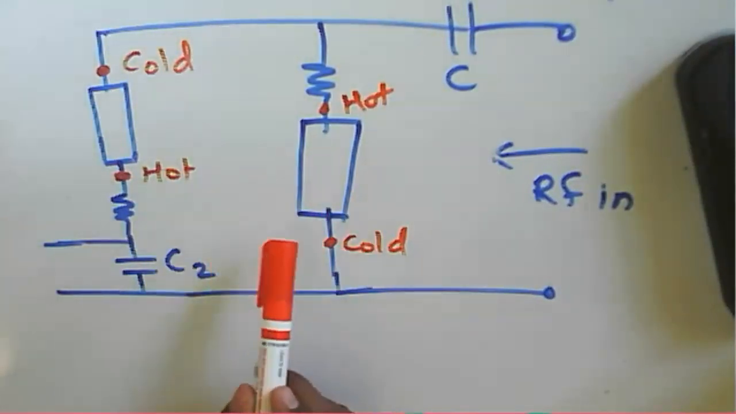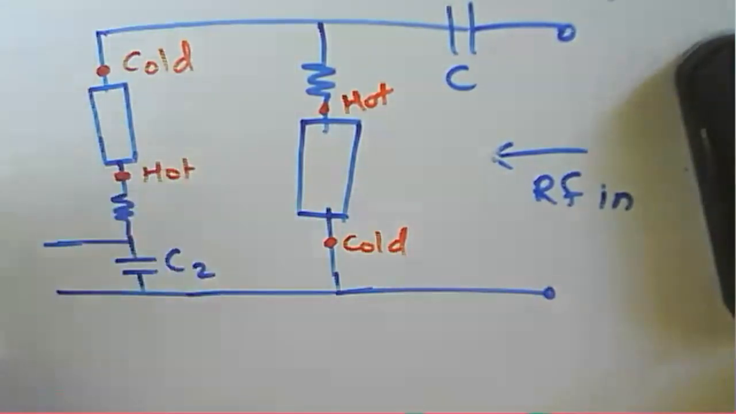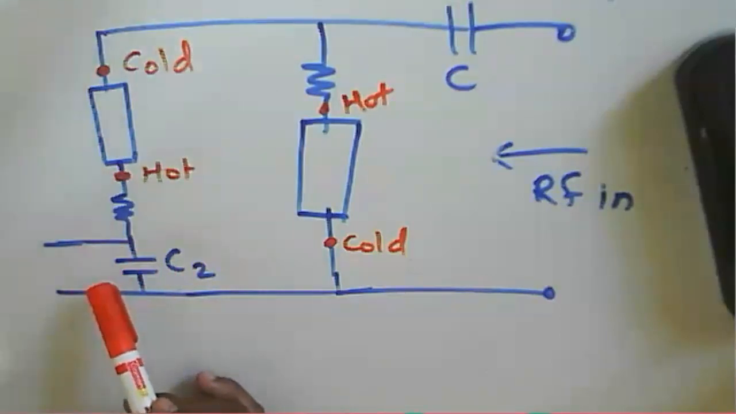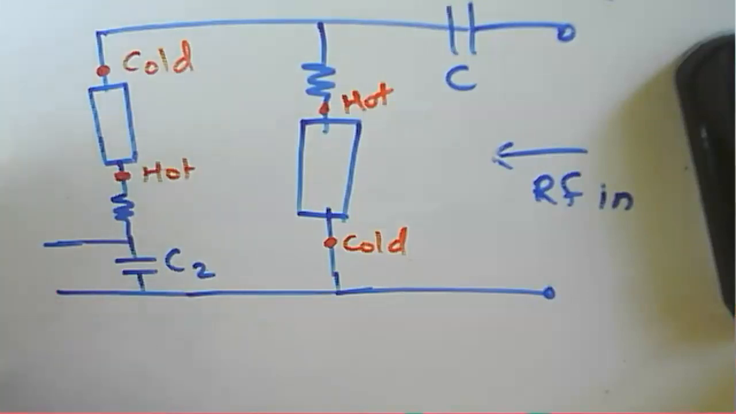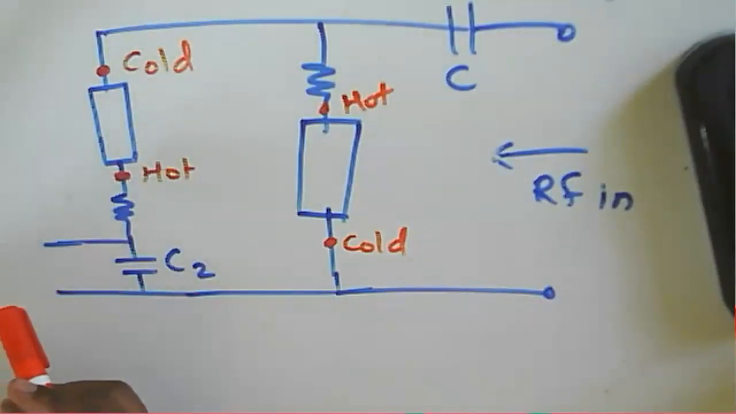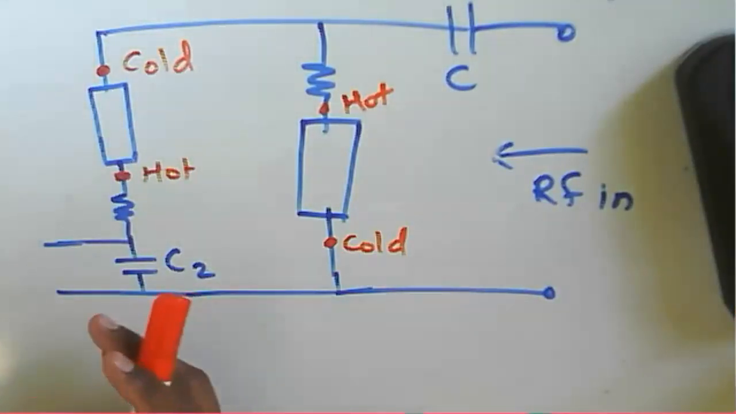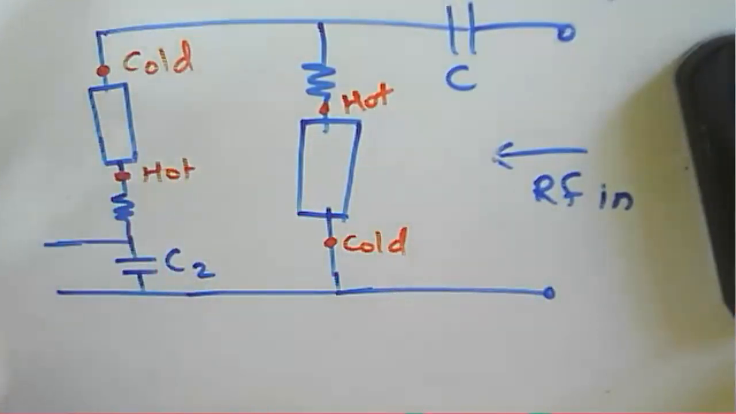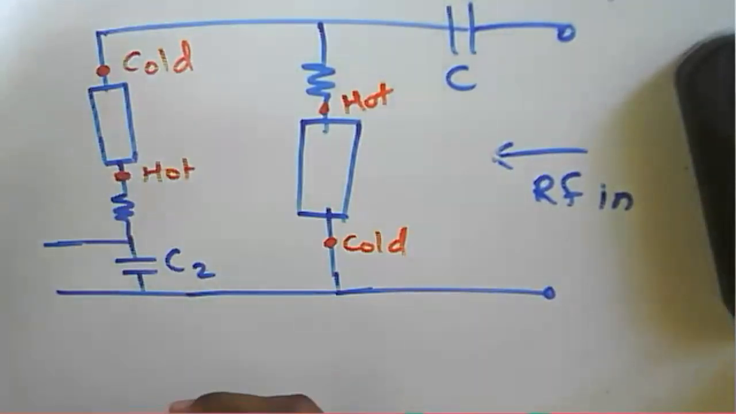So the EMF is generated by these two parallel thermocouples, and it appears across this capacitor, which is called a bypass capacitor. The output is in the form of a DC voltage, and it is measured directly using a DC voltmeter. That's how we calculate the incident microwave power applied to the given device, from the changes in temperature. These thermocouples are very sensitive to variation in temperature, so we use a very sensitive DC voltmeter for measurement of microwave power. That's all about microwave power measurement.